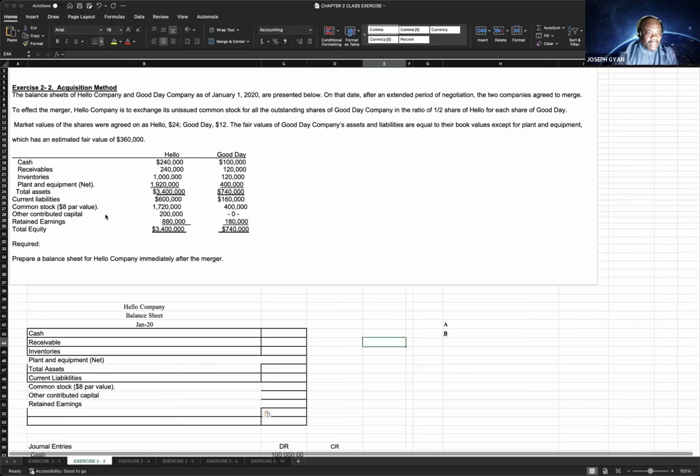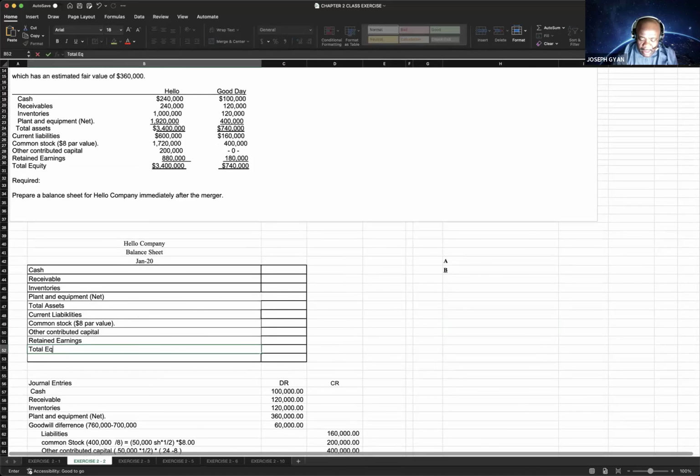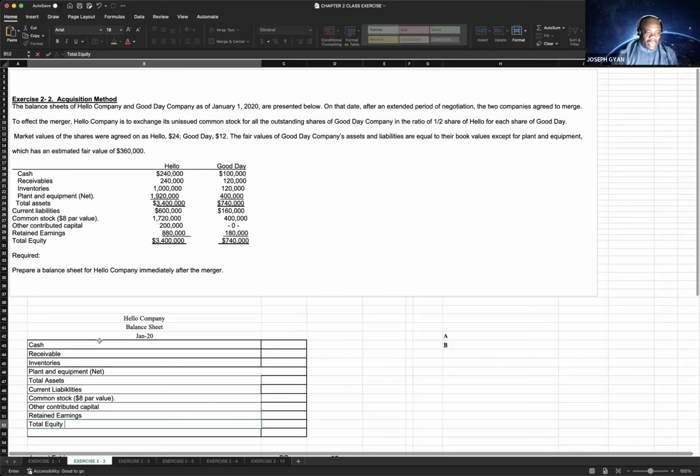Give me 1 second. Okay, then we have the total. Are we missing anything? Liability, common stock. Okay, then we have the total equity. Okay, now let's look at the cash.